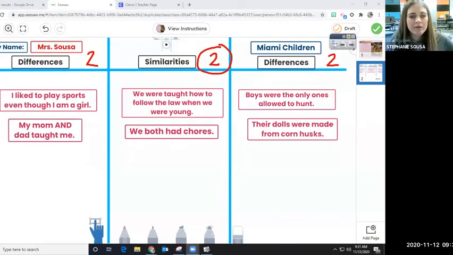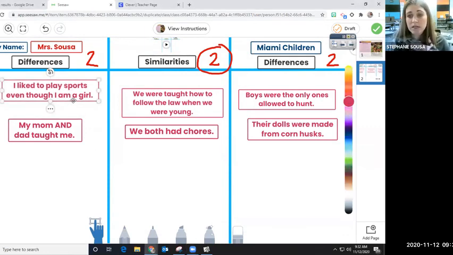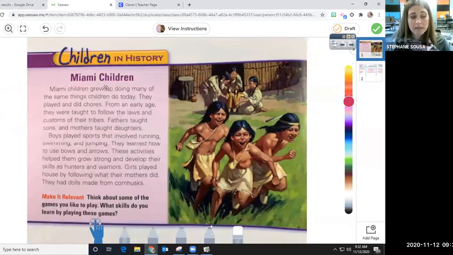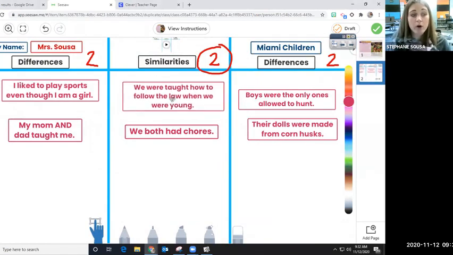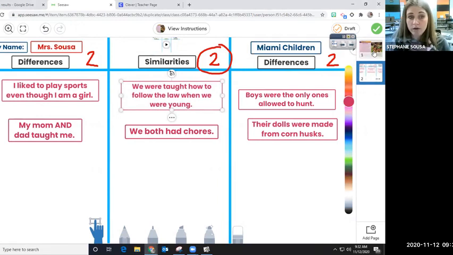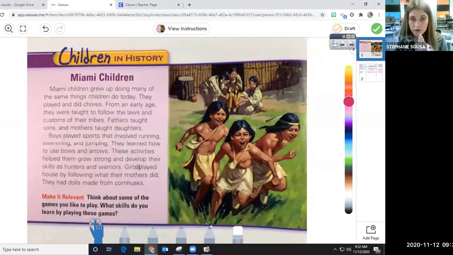Your assignment today is to take the text and to take some of your discussion points today and tell how you are the same and how you are different from the Miami children. I've shown you a couple examples about my life here. So a way that was different as a child is that I like to play sports even though I'm a girl. The text told us that only boys played sports. So that's different for me. I put that we were both taught how to follow the law when we were young. My mom and dad taught me about the law: wear your seatbelt, make sure you stop at red lights, and so on. There's so many laws that we've learned.